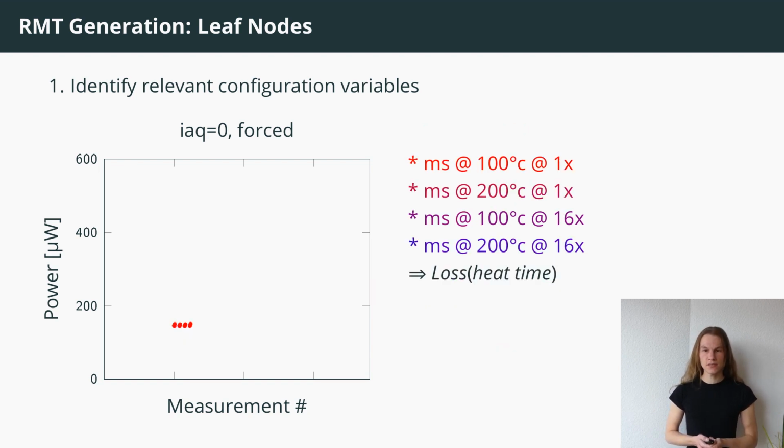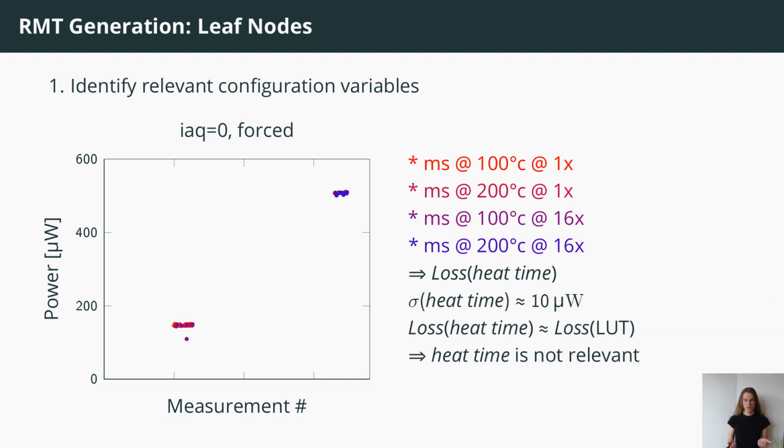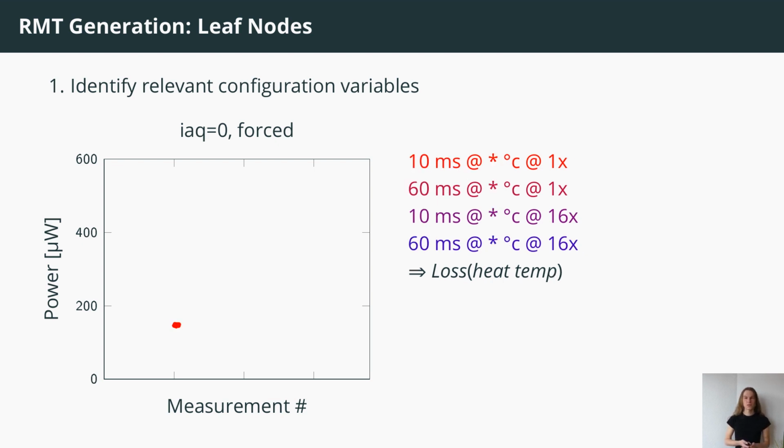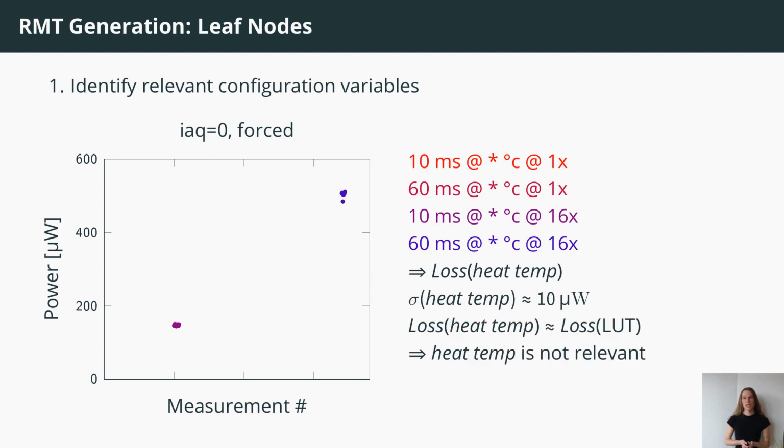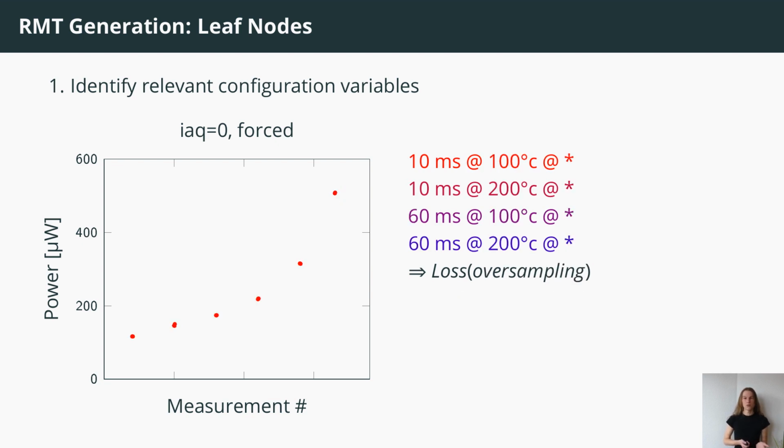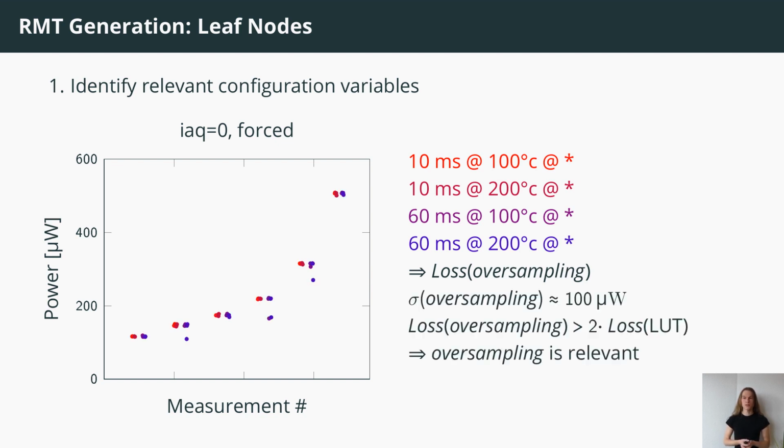First, let's look at the heat time. In this case, we find that ignoring the heat time does not have a significant impact on model quality. The error is still roughly 10 microwatts, so heat time is not relevant in this case. Same goes for heater temperature, still 10 microwatts, also not relevant. However, when ignoring the oversampling variable, both we and the algorithm see that it does have an effect on the model. Now the model error is an order of magnitude higher, and therefore the oversampling variable is relevant.